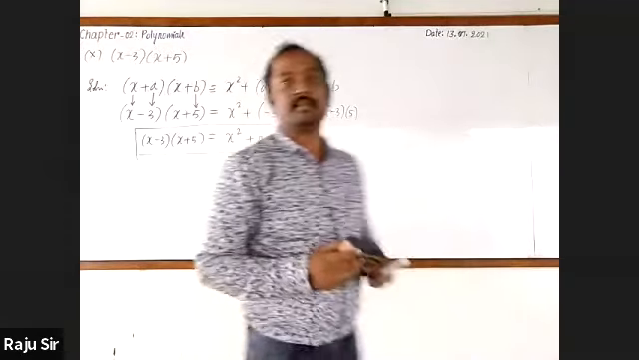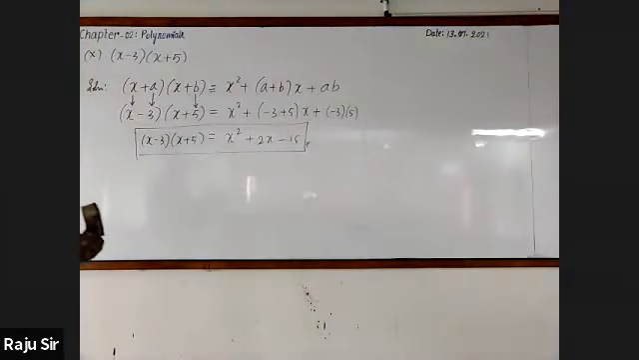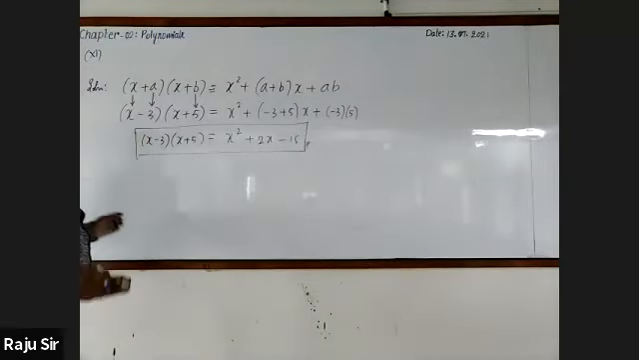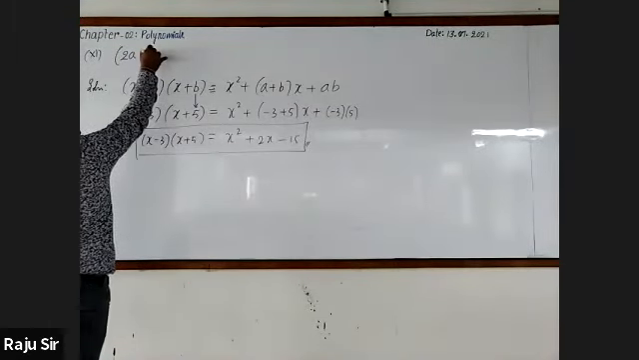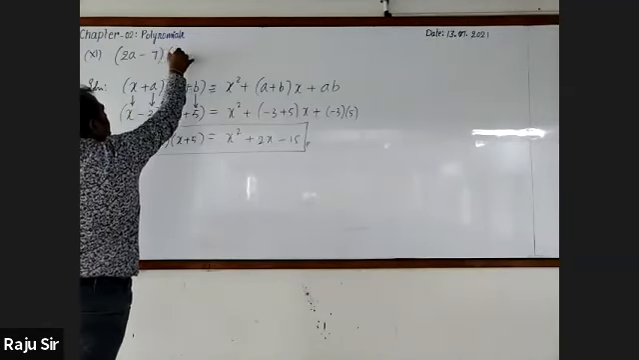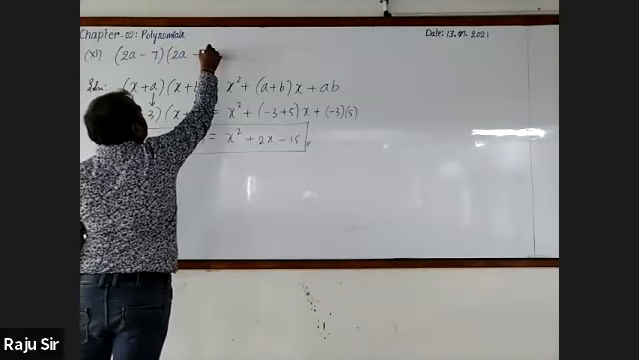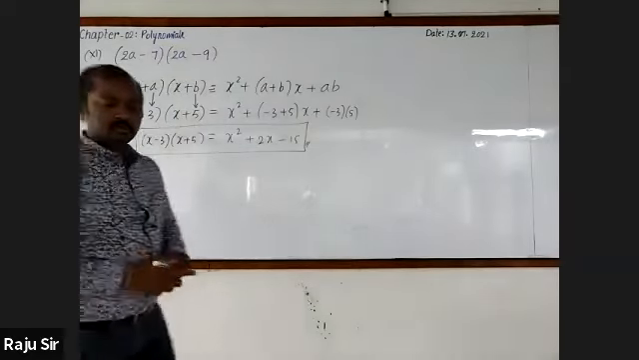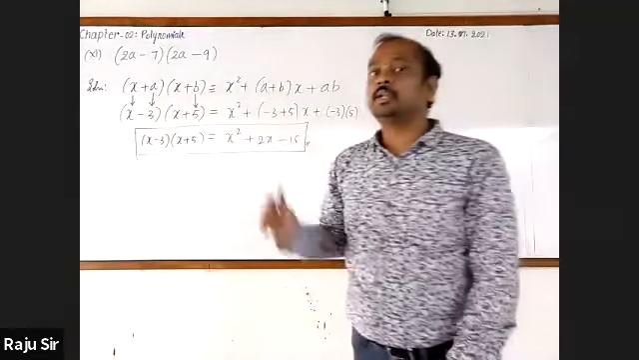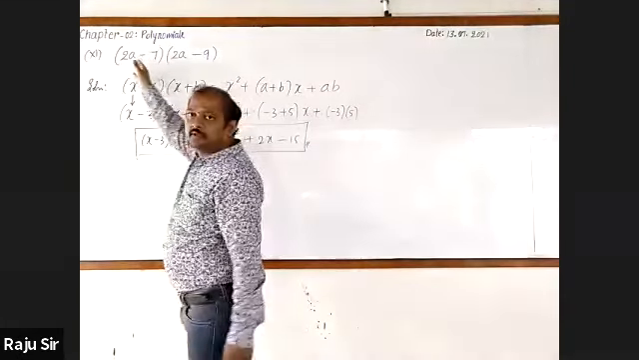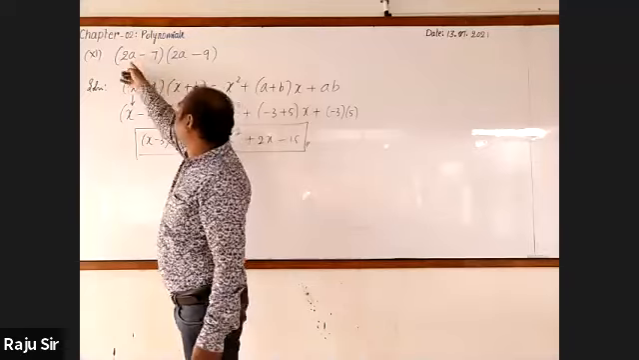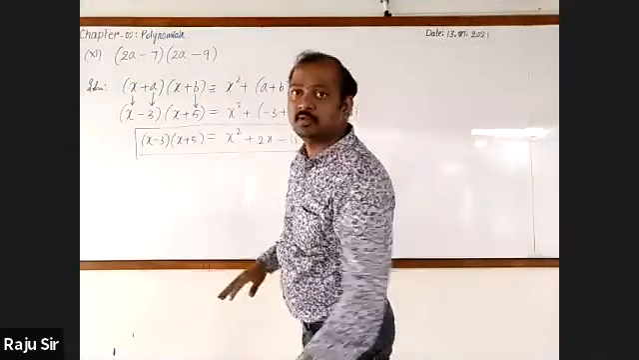Over. Next, the last one, the 11th one: (2a minus 7) into (2a minus 9). It is of the form (x plus a) into (x plus b), because the first term is the same but the second terms are different.